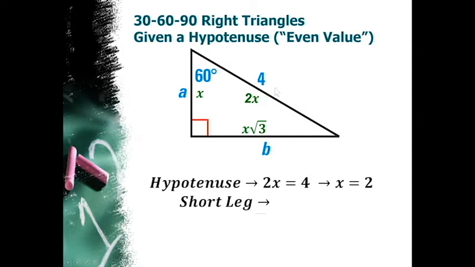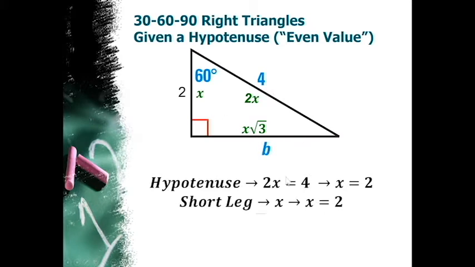My first move, always, when I'm starting from the hypotenuse, or if I'm starting from the long leg, is to find that short leg first. So after I got the x value from the hypotenuse, I go to the short leg. My short leg rule is x. So if I replace x with 2, my value for my short leg is going to be 2.